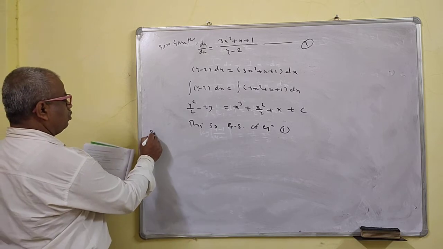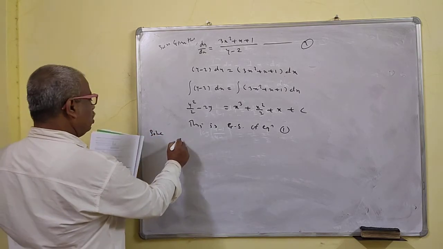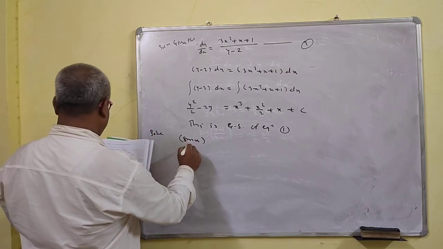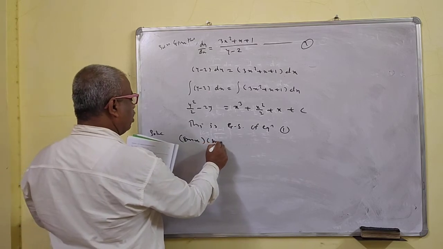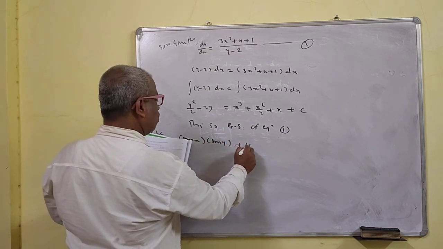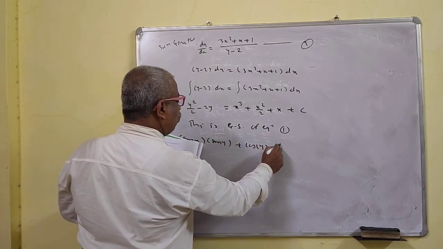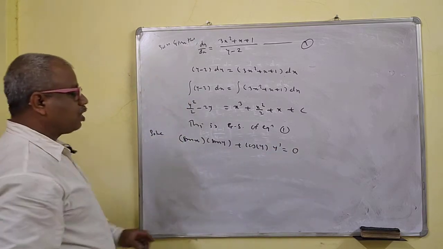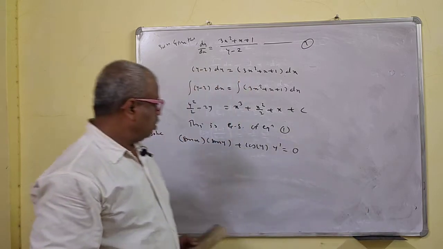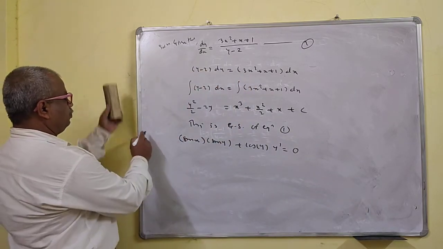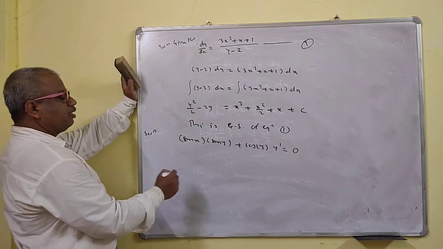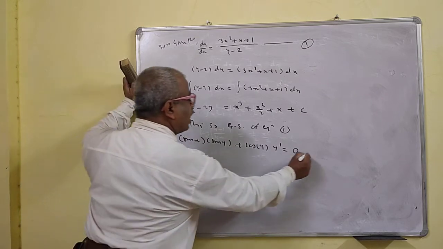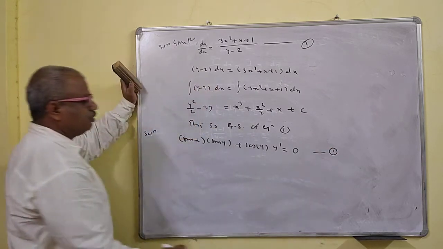Okay, solve sin x sin y plus cos y y' is equal to 0. This is given. Okay, solution: given this, we'll write this as equation 1. No problem for this one.